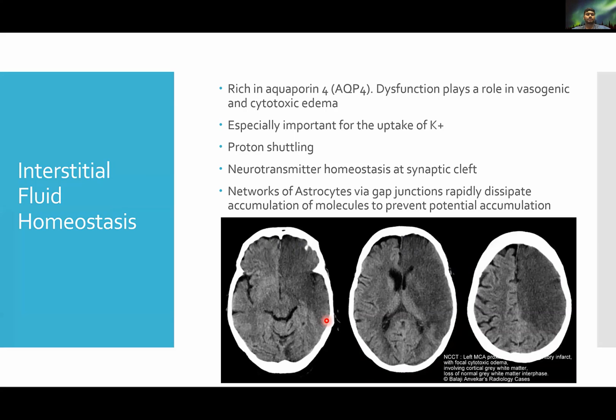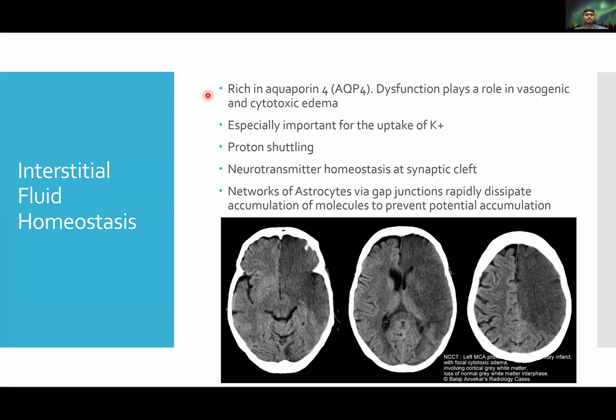So the next function of astrocytes that we'll be talking about is interstitial fluid homeostasis. One of the things that astrocytes have, especially the protoplasmic astrocytes, is that because of their very strong connection to these blood vessels via their end feet projections, they have access to a lot of water right from the blood and the plasma.